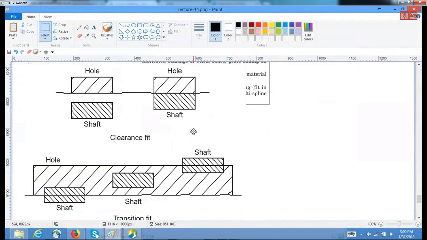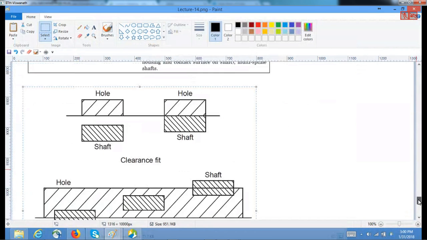So if you look here, this one is the clearance fit. You can see that in the clearance fit, the shaft and the hole have a lot of positive clearance. This is the positive clearance, which you can see, and this can vary from a positive number to as close as 0 for a clearance fit.